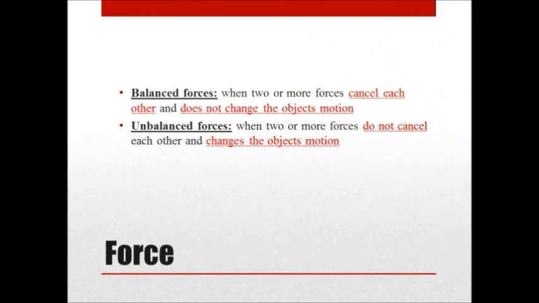We say forces are balanced when two or more forces cancel each other and do not change the object's motion. When forces are unbalanced, two or more forces do not cancel each other and change the object's motion. Going back to the previous example, the rope is not going to move if the forces of my two assistants cancel each other out. But when they began pulling, the forces became unbalanced.